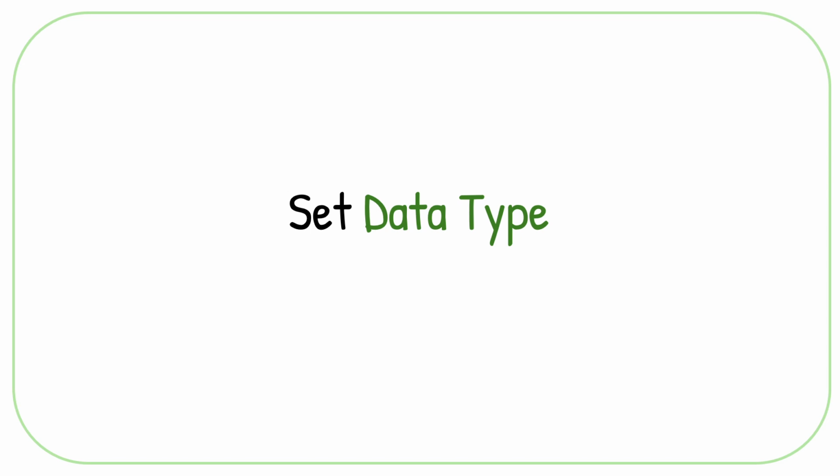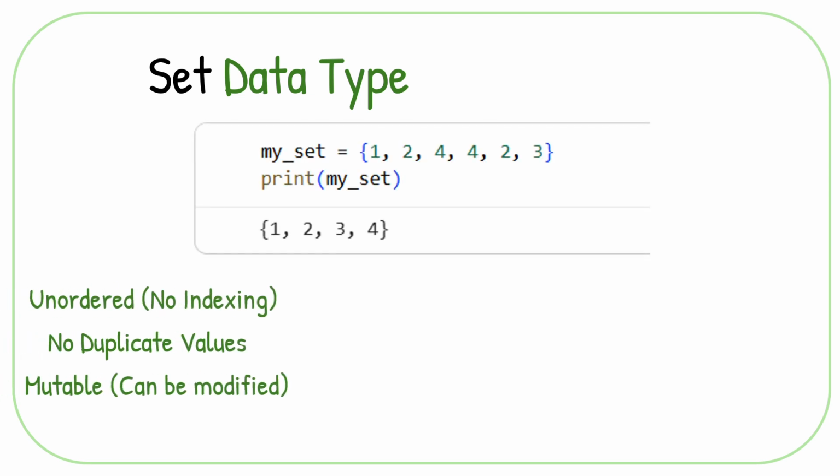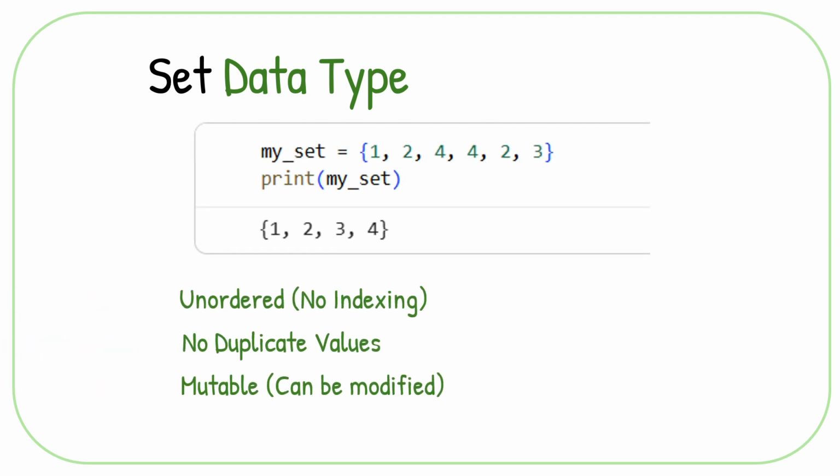So let's first know what is a set. A set is an unordered collection of elements, much like a set which we study in mathematics. It is represented by curly braces. The order of elements here is not maintained and a set does not accept duplicate values.